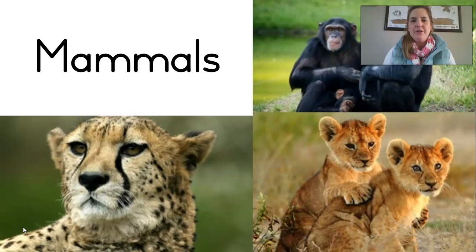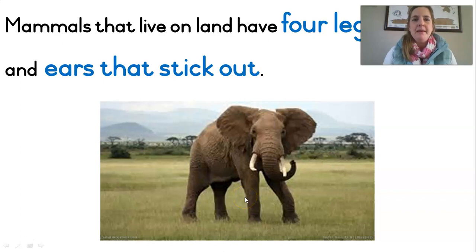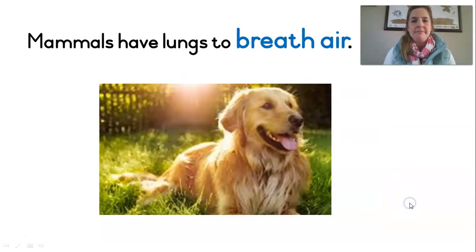Today we're going to go over some things we have already learned, and then we're going to learn about a new family in mammals. So firstly, there we go. Mammals that live on land have 4 legs and ears that stick out. Not all of them stick out as much as these elephants, but they're not just holes inside their head. They actually have an ear flap like this, or a big one like this elephant.